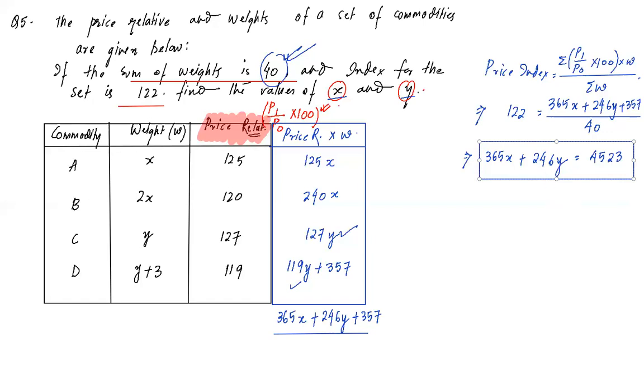Now how do we get the second equation? Second equation के लिए we can make use of this data. सबसे पहले हम total weight calculate करते हैं. So from the table, what is the total weight? X plus 2x, it is given 3x. Y plus y, we got 2y, and then we have a plus 3. So as per the table, the total weight is 3x plus 2y plus 3, and as per the given data, the total weight is 40. So there we go with the second equation. We can write 3x plus 2y plus 3 is equals to 40, or we can write 3x plus 2y is equals to 37.